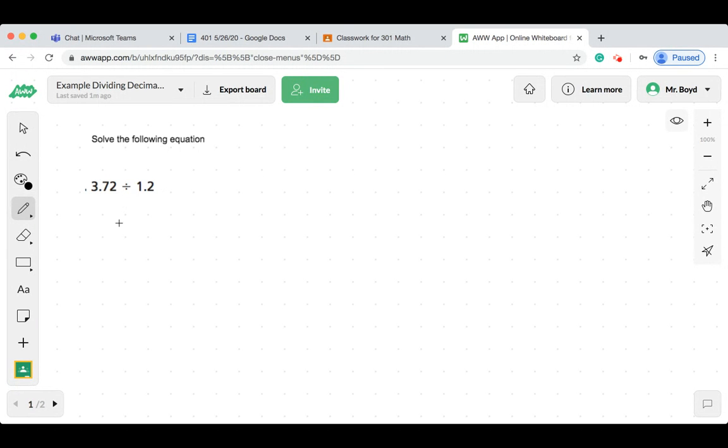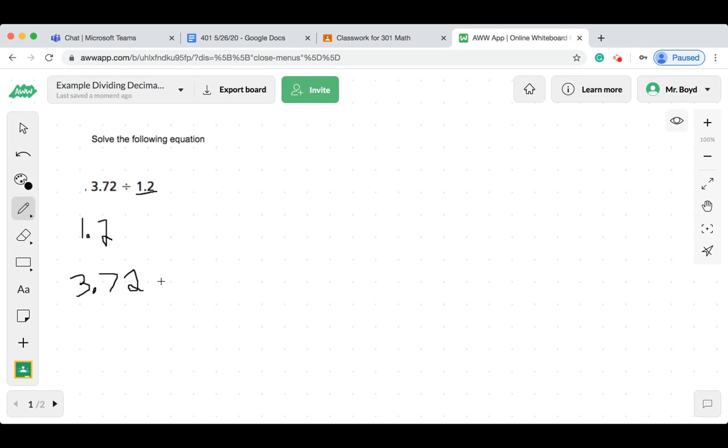Now the first thing I need to do is figure out my divisor. So my divisor will be 1 2/10. And my dividend will be 3 72/100.